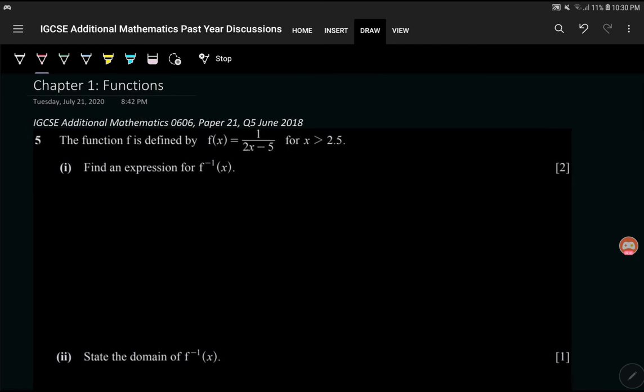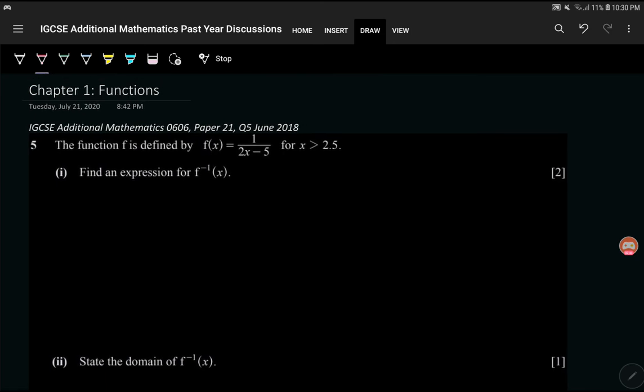You can pause this video and try to answer this question for yourself, and we'll see you later on. Alright, let's get started. Find an expression for the inverse of f(x). This question requires us to find the inverse function. To answer an inverse function, we can do it like this.